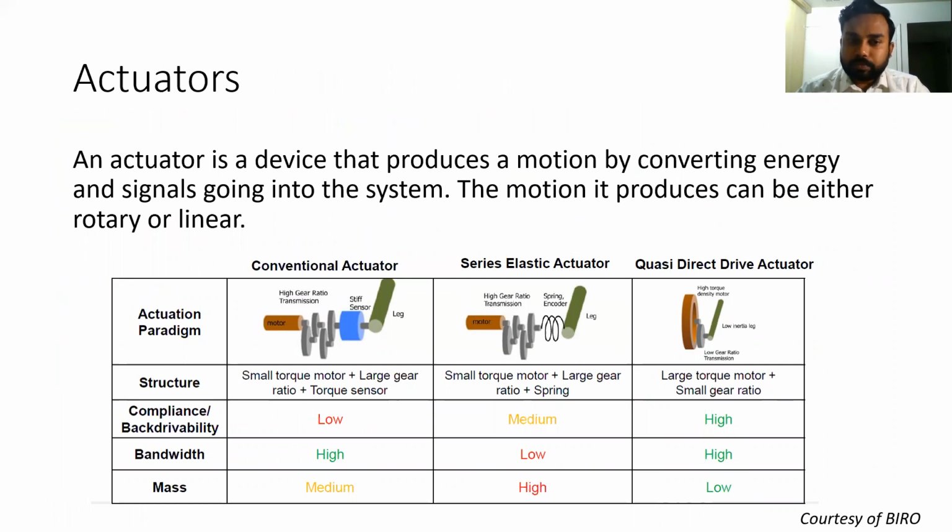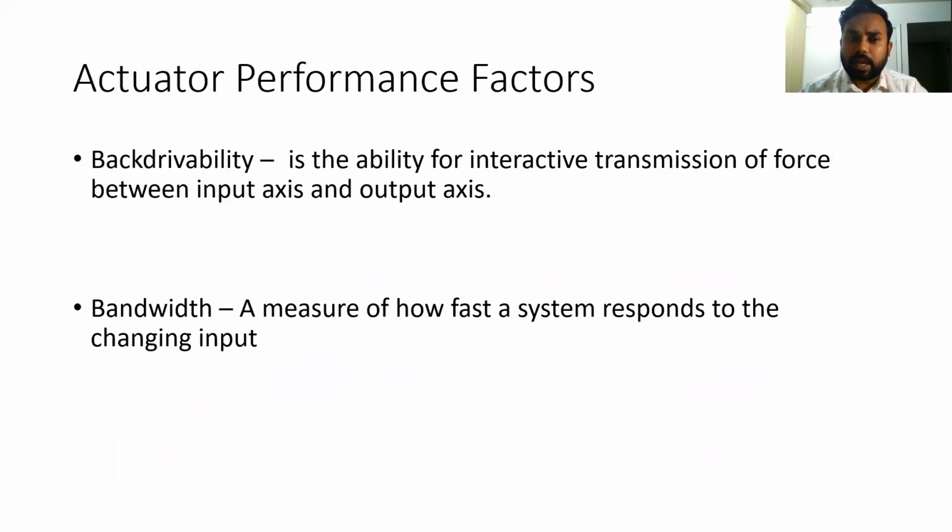For this project, I'm going to be focusing on factors that affect the performance of the actuator, especially the bandwidth and the backdriveability between the series elastic actuator, or the SEA, and the quasi-direct drive actuator, or the QDD. So let's look at what bandwidth and backdriveability are. The definitions on the screen are from the textbook, and in simple terms, backdriveability means the ease of use for the humans or the end users, and bandwidth means how fast a system responds when there's a change.